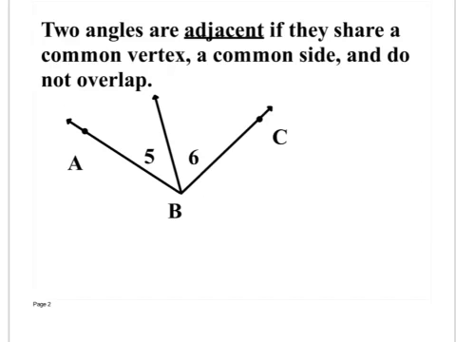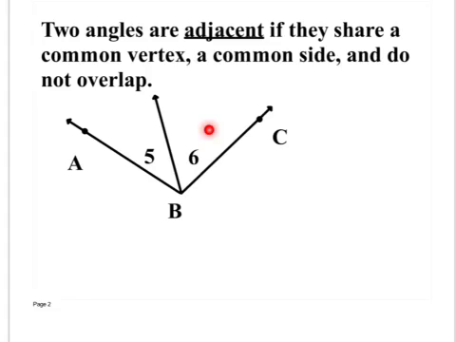Alright, this says two angles are adjacent if they share a common vertex. Vertex is like a point where two lines come together. A common side, which would be this, and they don't overlap. So angle 5 and angle 6 are adjacent to each other. Adjacent just means touching, side by side.